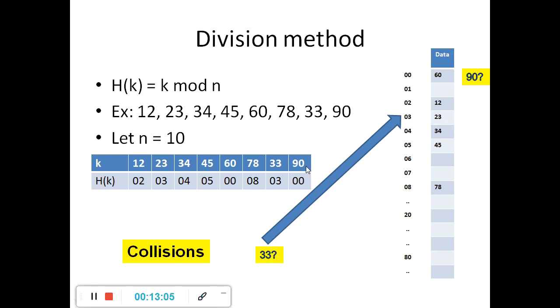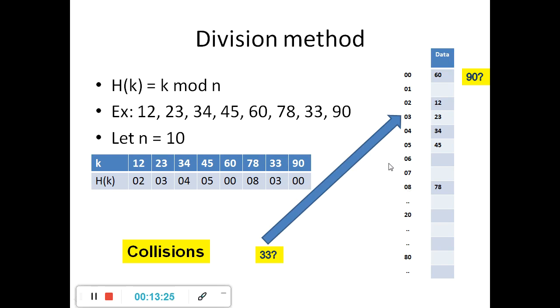Similarly, when the incoming data is 90, 90 mod 10 gets me an answer of 0. I go to 0th location and I find that once again there is a collision because earlier data 60 is placed into location 0. So once again we have a collision. So this example shows that we have multiple collisions occurring.